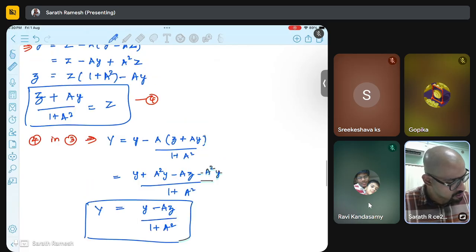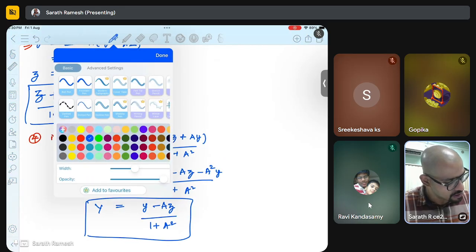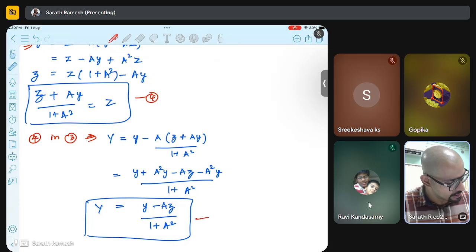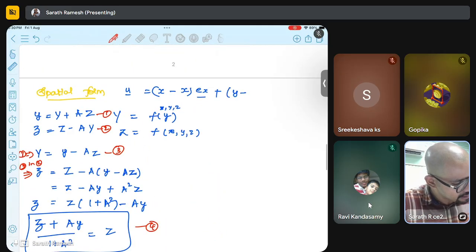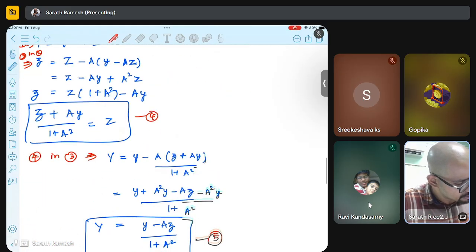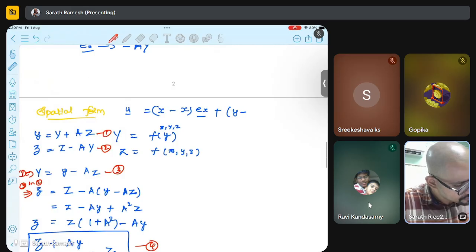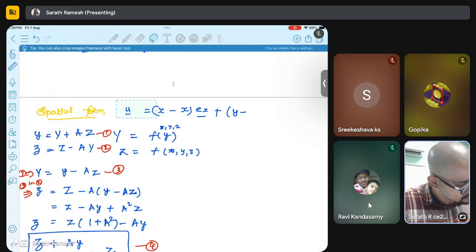Now let's substitute these 4 and 5 in the original displacement vector. So where we are, here, I'll shift it here.